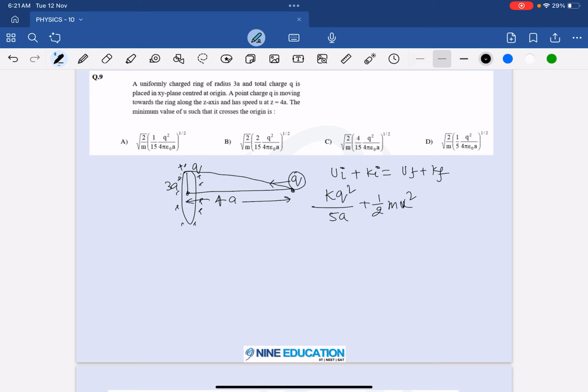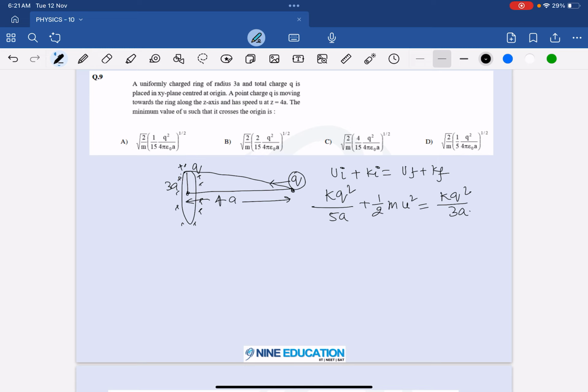Half mu square. We are going to give some velocity u. Now what is the final potential energy? Sir, it is going to reach the center. When it reaches the center, it would be kq square by the distance between this and this. So basically we are able to see what the potential energy would be here. It would be kq square by 3a.